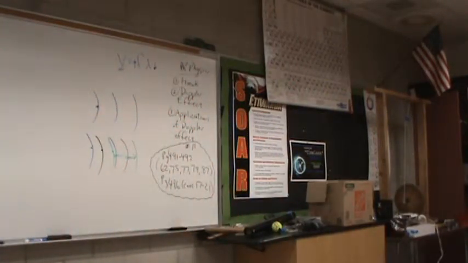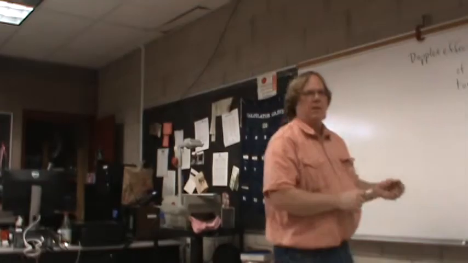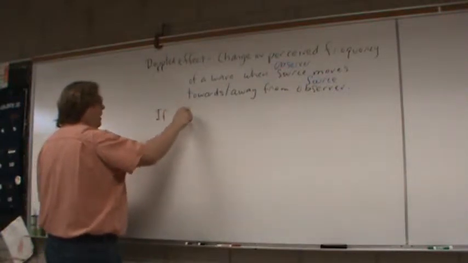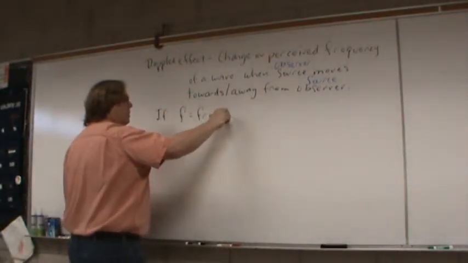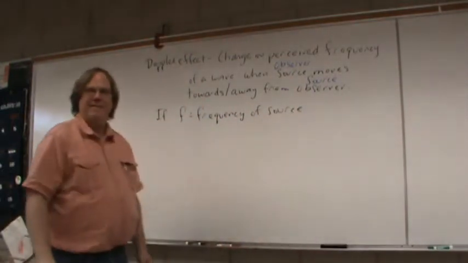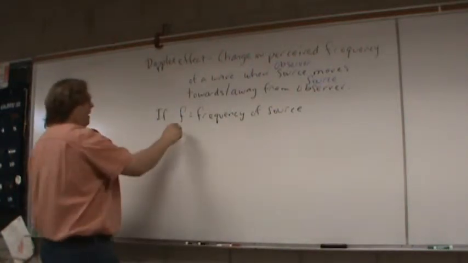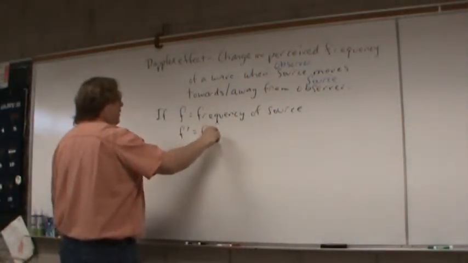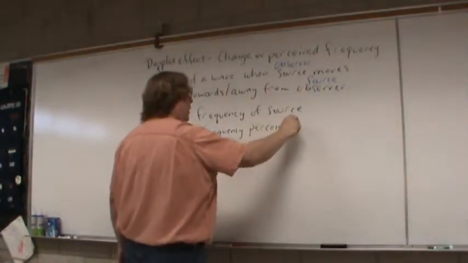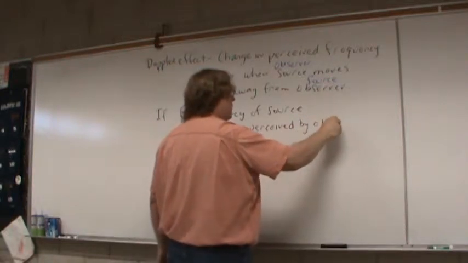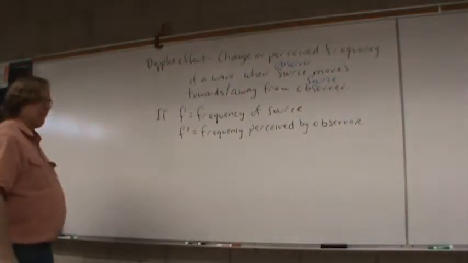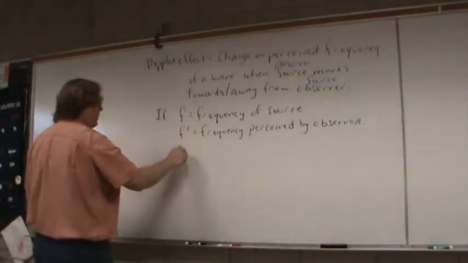All right, now it's time for you to learn a formula for the Doppler effect. If F equals the frequency of the source, F prime equals the frequency perceived by the observer, then here's the formula that relates them.